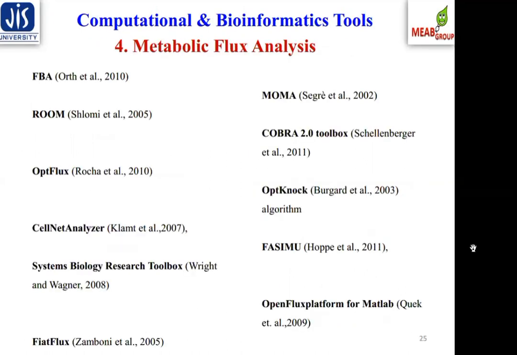Now, the fourth one is how you can carry out the metabolic flux analysis by using different bioinformatic tools. The tools that allow you to calculate the metabolic flux analysis include FBA, ROOM, OptFlux, CellNetDesigner, Systems Biology Research Toolbox, FateFlux, MOMA, COBRA Toolbox, OptKnock, FAME, and the OpenFLUX platform for MATLAB. So these are mostly very complicated algorithms and software.